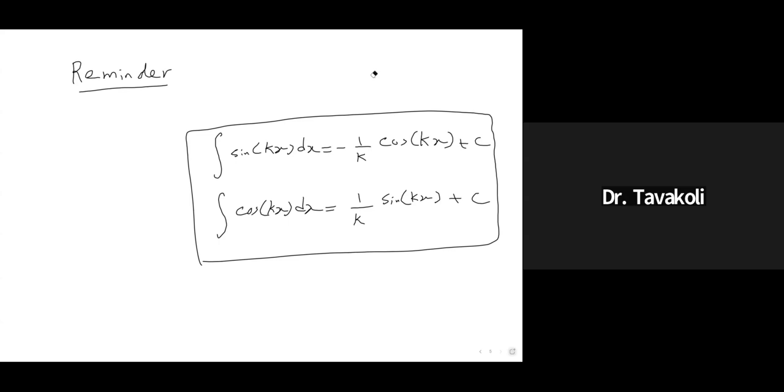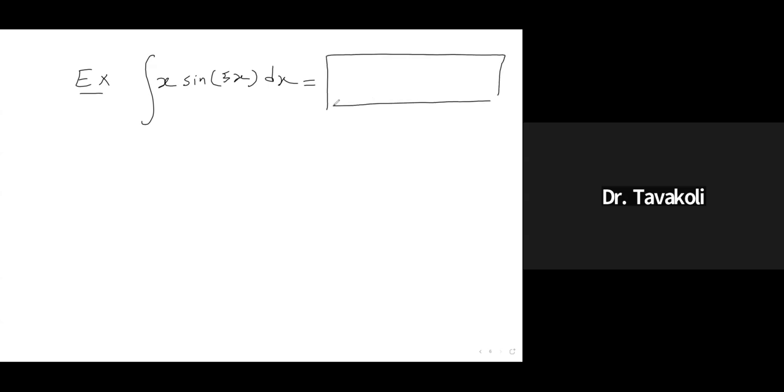Let's go to the next example. The example is by using integration by parts. I want to find the integral of x times the sine of 5x. So please try this on your own. Pause the video. Try to do this on your own and then watch the rest of the video to see if you get the same answer as I did or not.